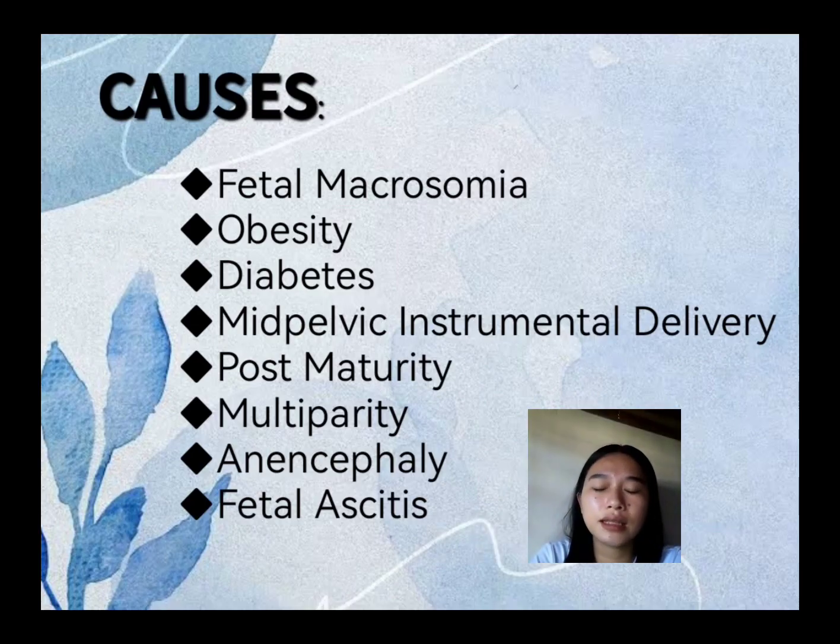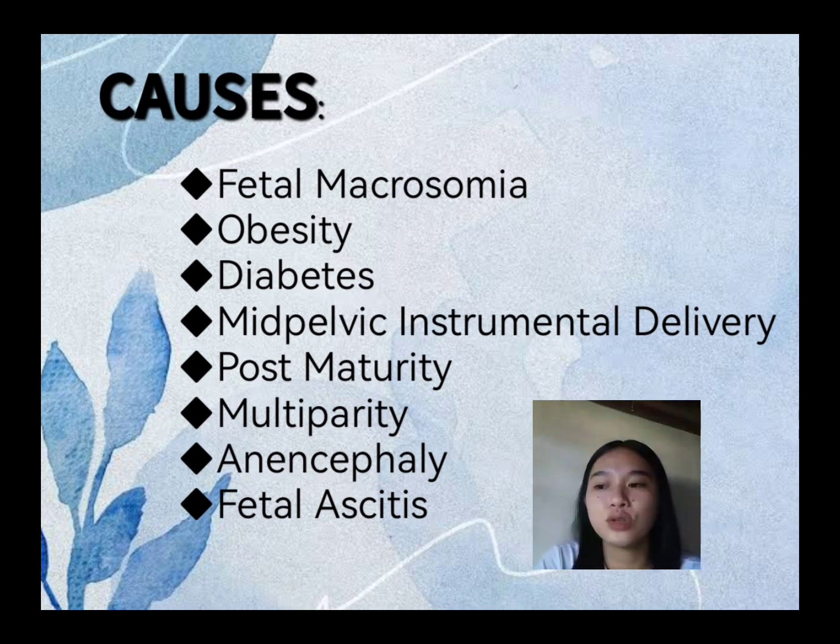These are the things that cause shoulder dystocia. First, we have fetal macrosomia, obesity, diabetes, mid-pelvic instrumental delivery, post-maturity, multiparity, anencephaly, and fetal ascites. Those are just some of the things that cause shoulder dystocia of the baby.